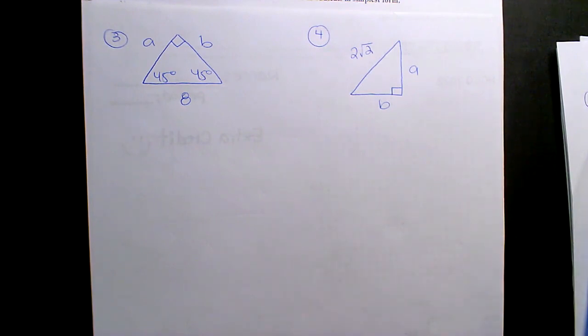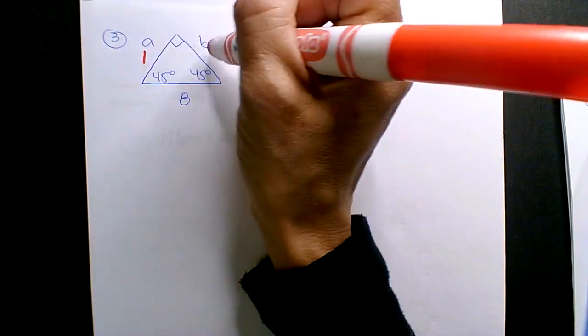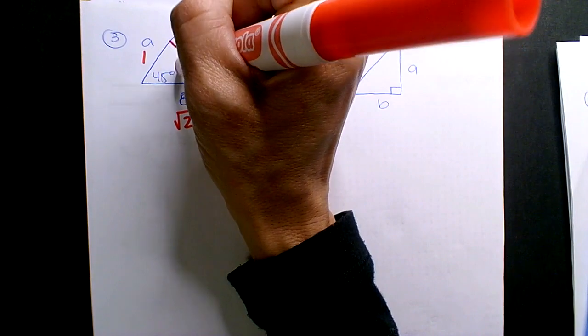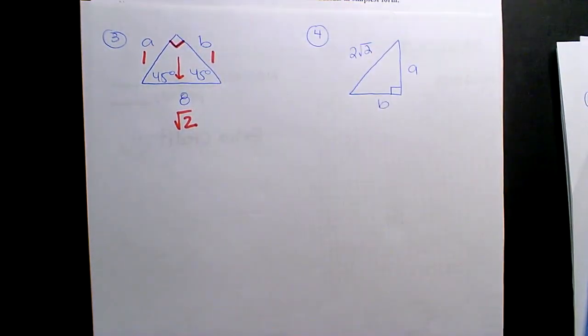Okay, let's write. My legs are 1, 1. My hypotenuse is rad 2. If this is my 90, this is opposite, so that's my hypotenuse, right?